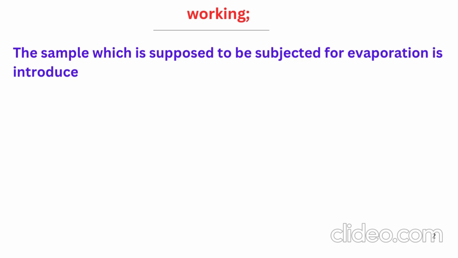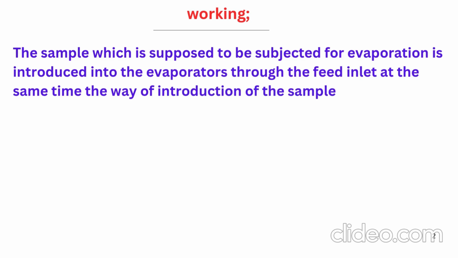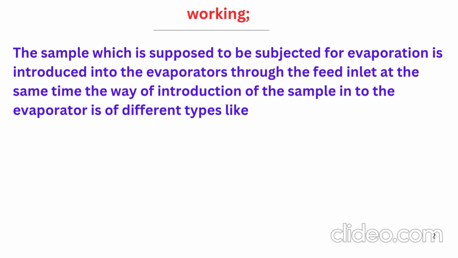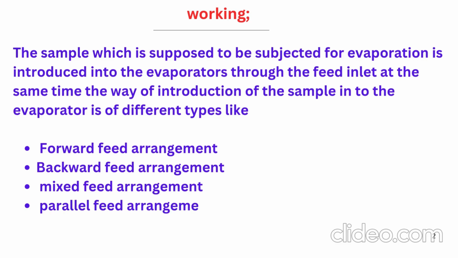Now the working of the multiple effect evaporator. The sample to be subjected to the evaporation process is introduced into the evaporators through the feed inlet. The way of introducing the sample into the evaporator is of different types, as follows: forward feed arrangement, backward feed arrangement, mixed feed arrangement, and parallel feed arrangement.